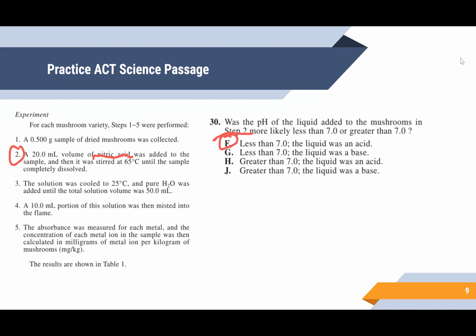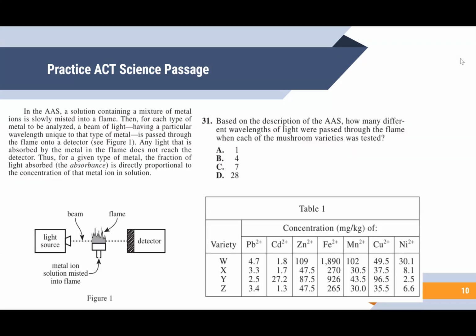Acids are less than 7. All right, try question 31. Question 31, I'm trying not to give away the answer, says based on the description of the AAS, so here's the description here, how many different wavelengths of light were passed through the flame?